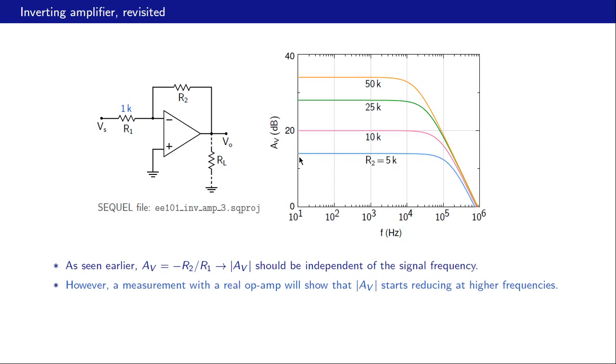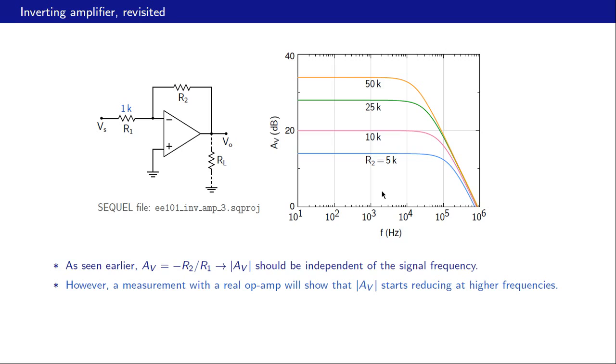Now the important point to observe is that the gain is constant for much of this frequency range, all the way up to say 10 kilohertz or a little higher than that. But at some point it starts falling, and this fall is called the roll off of the gain with frequency.